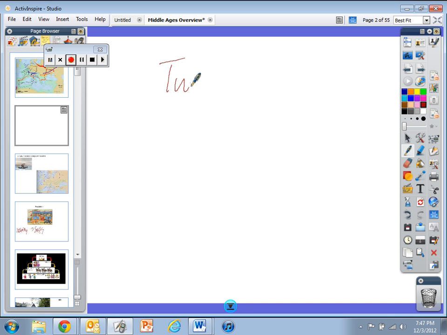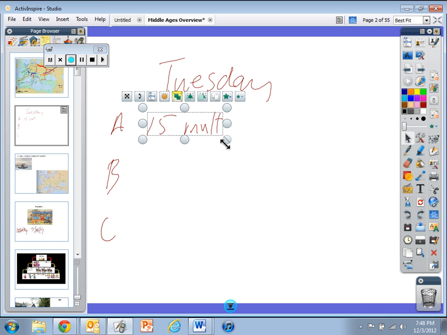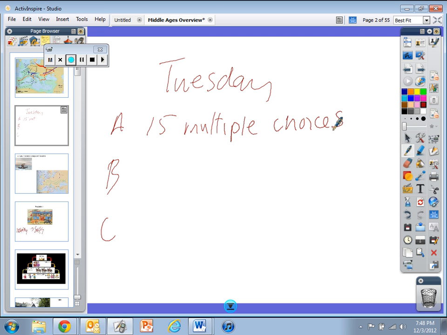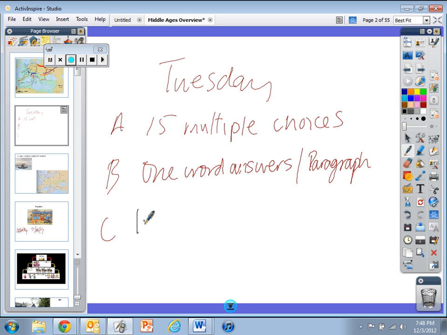So we know that we have a test on Tuesday, and there's going to be basically, in class tomorrow, 3 sections. There's going to be 15 multiple choice questions. So you've got the idea. Pretty straightforward, nothing crazy. Then you've got what I would call one-word answers, or a few, I wouldn't go as far as a paragraph, but there are some paragraph answers that I want you to look at. And then the next one is going to be identifying the pictures.